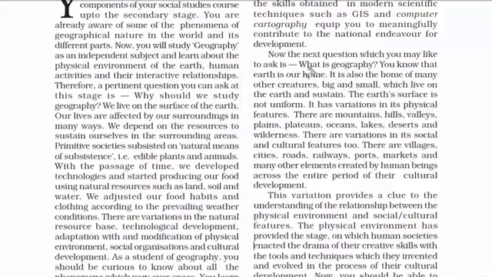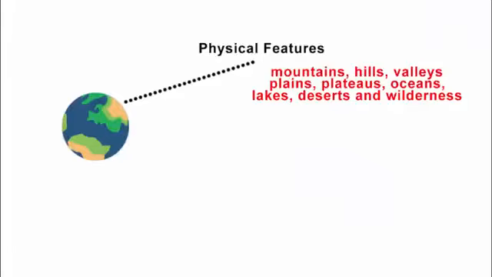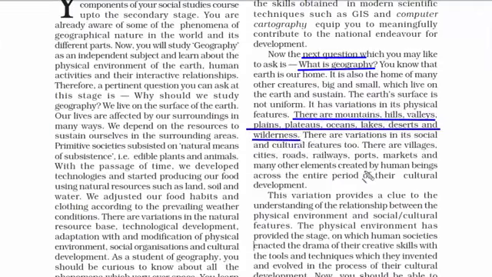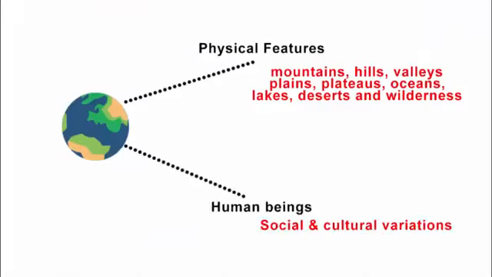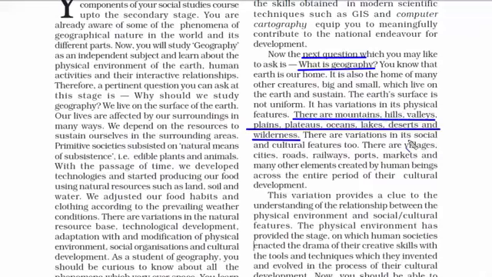So now the question is, what is the meaning of geography? In simple terms, geography means the study of Earth. It's the Earth that we are trying to study. Try to understand this. On Earth we have two important components. First, the physical features like mountains, hills, valleys, plains, plateaus, oceans, lakes, deserts, and wilderness. And then we have human beings. I mean, without humans, Earth would be like any other planet.